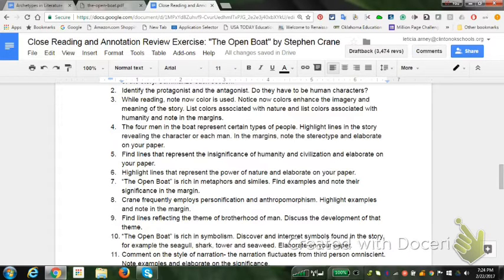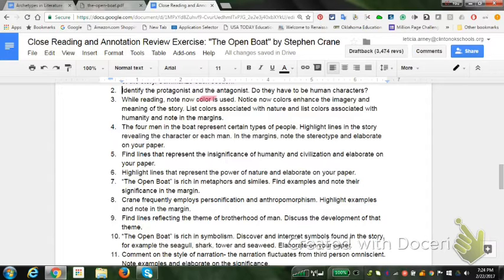You're on number 3. You're going to discuss colors. How is it used? What is it associated with? And you're going to tell me the symbolic meaning of those colors. Okay? So while reading, note how color is used. Notice how colors enhance the imagery and meaning of the story. List colors associated with nature and list colors associated with humanity, and note them in the margins.